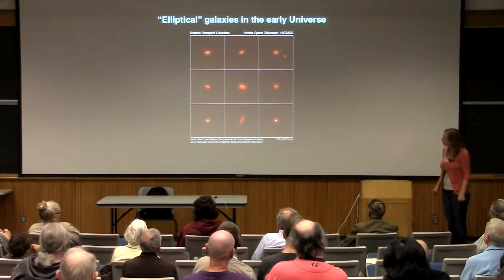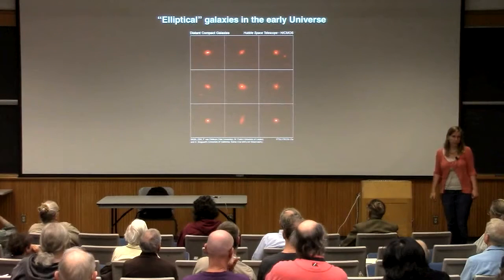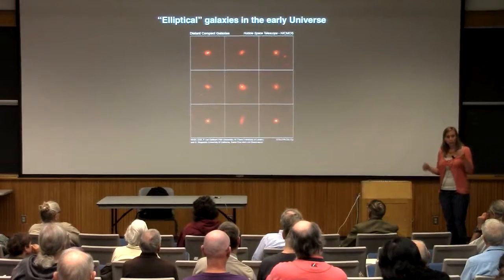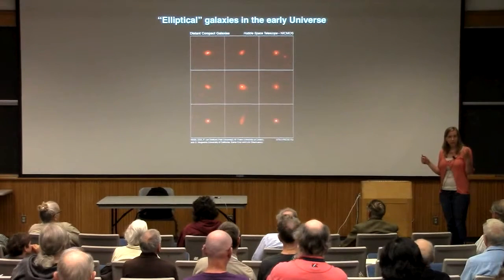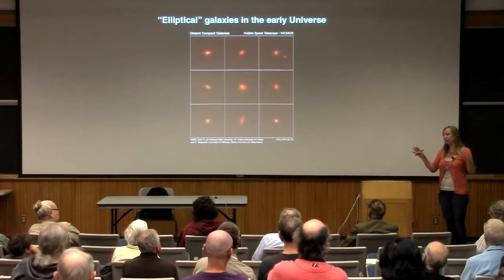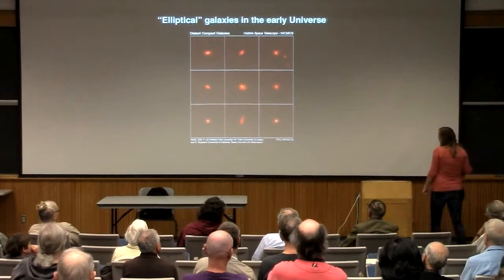But this gives you an idea if you look at elliptical galaxies when the universe was about 3 billion years old. And you see they're very comparable to elliptical galaxies today. They're kind of reddish, they're pretty, how do you call it, pretty smooth. There's not a lot of substructure.